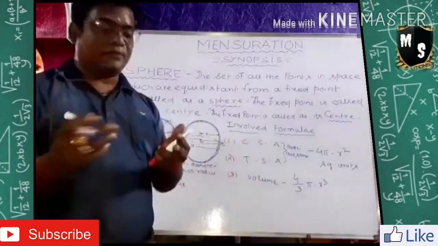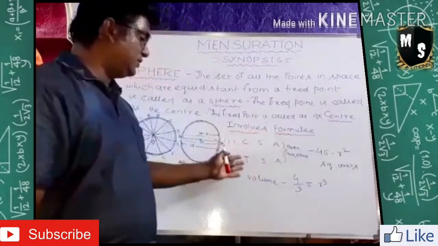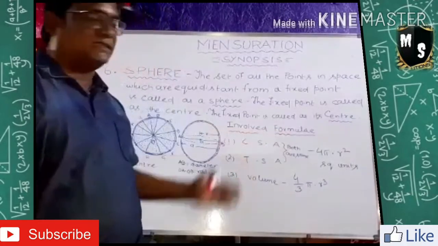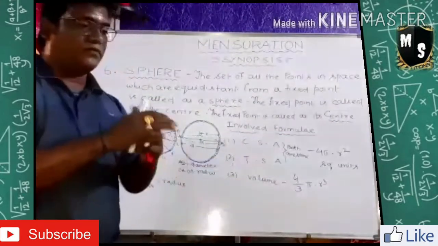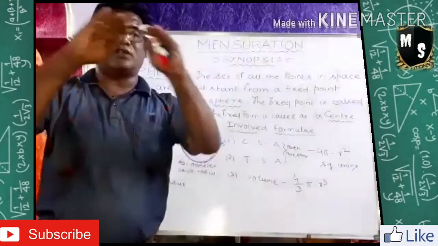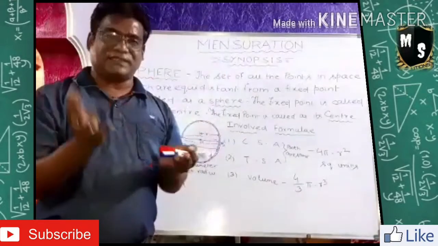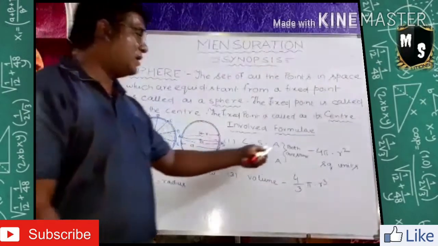Now some formulas are involved in it. What are the involved formulas? The CSA, the TSA and the volume. CSA, I told you, is the curved surface area. In a sphere, there is no difference between the curved surface and the total surface. Both are the same.